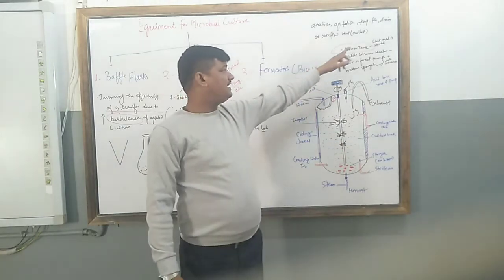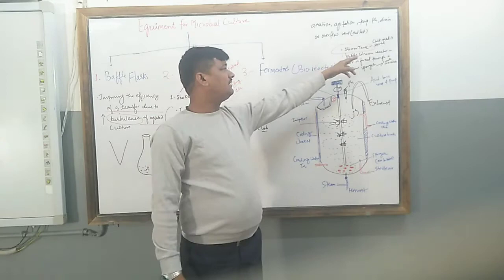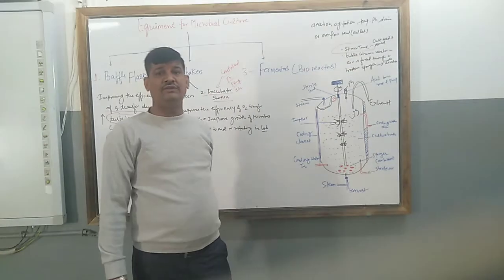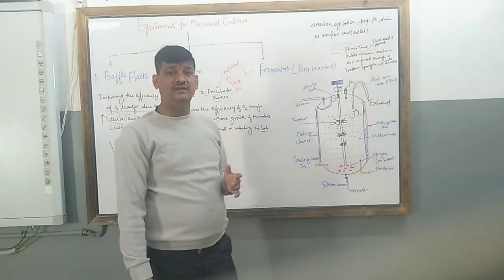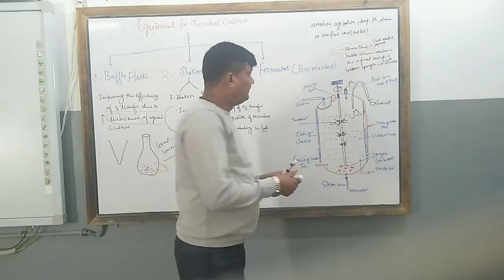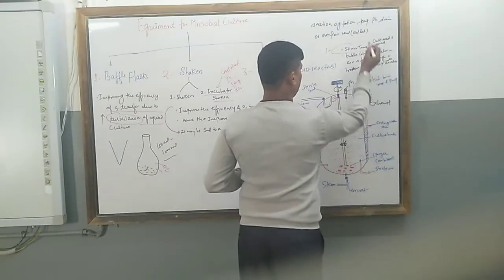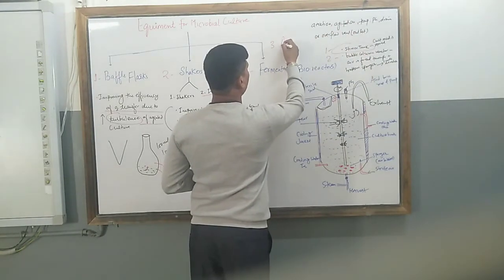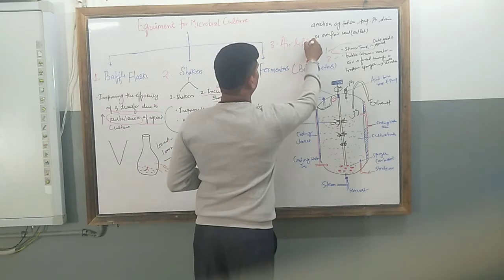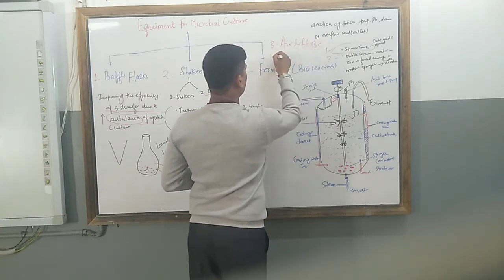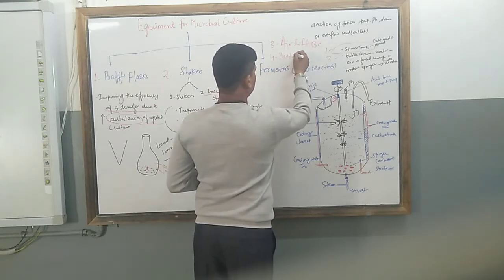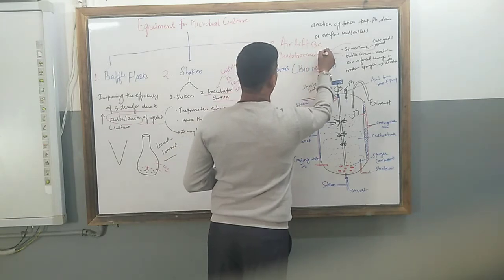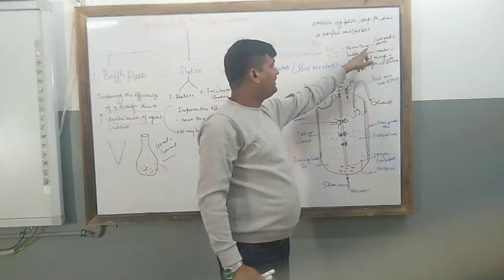So first one is stirrer tank, second one is the bubble column reactor, third one is the airlift bioreactor, and the fourth one is the photobioreactor. So this is the first one, this is the second one, and the third one is airlift bioreactor, and the fourth one is photobioreactor.